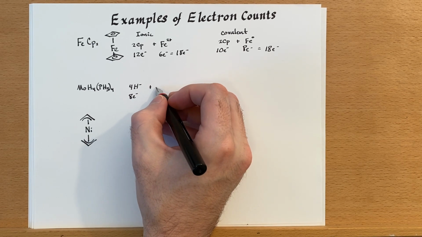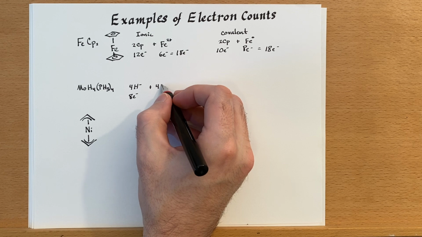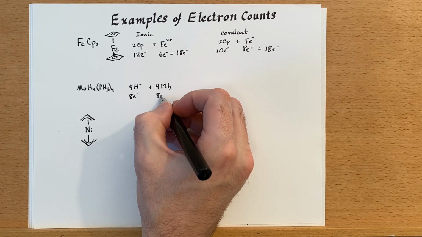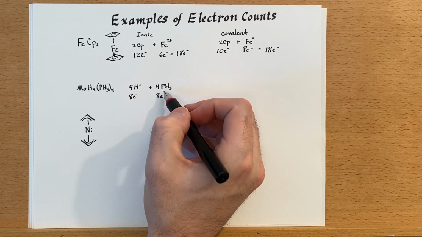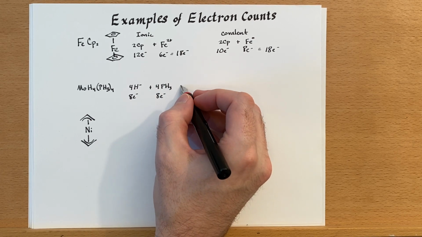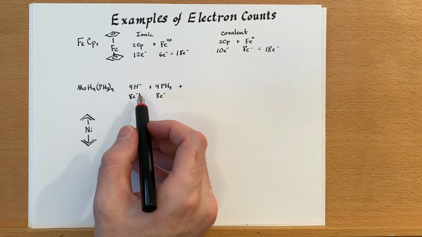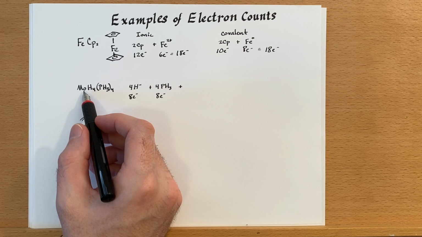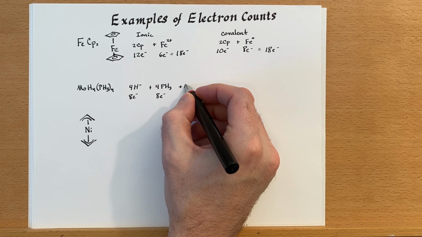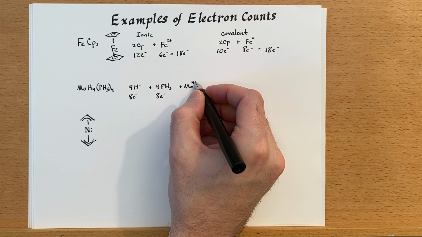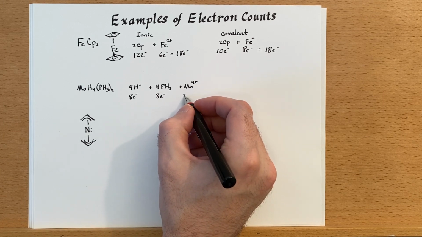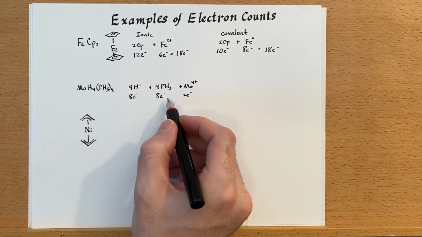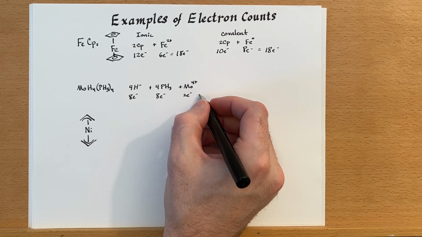And then we have 4 phosphine, and this will also be 8 electrons because these are L ligands, so neutral. And then since this is ionic and those are H negatives, this must be molybdenum 4 plus. So there's 2 electrons for that. And then if we add that up, we should get actually 18.